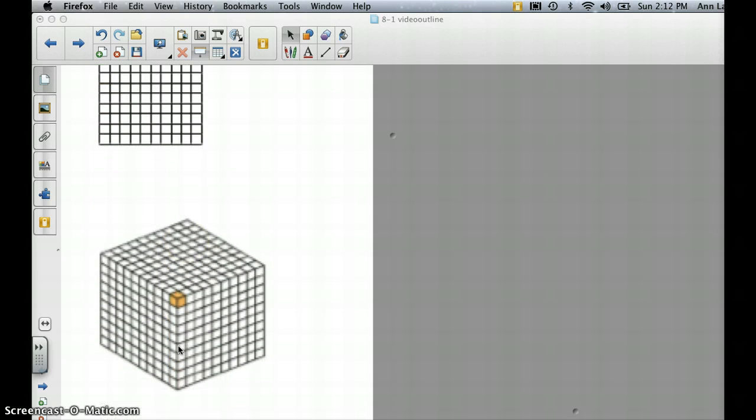So this cube is made up of 10 layers, with each layer having 10 rows and 10 columns. So there are 100 little cubes in each layer, and then the 10 layers make it 1,000. So what is pictured here is a thousandth. We would need 1,000 of those little orange cubes to make this whole figure.